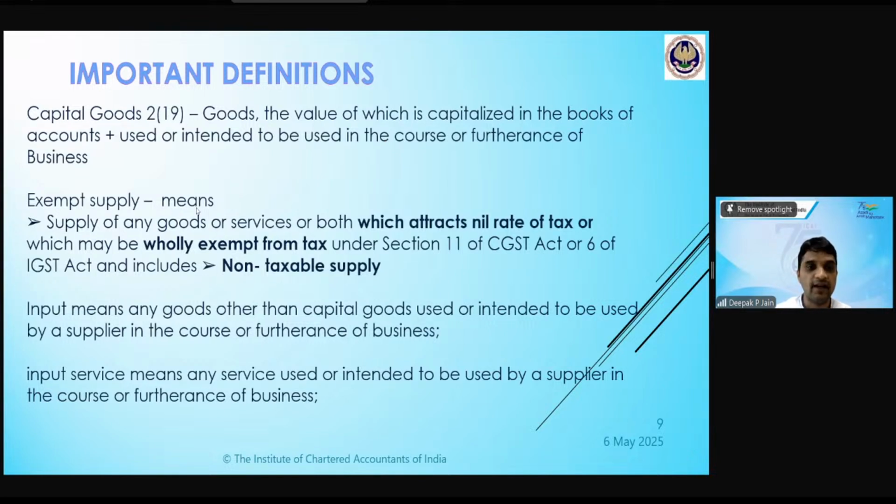Then exempt supply. Exempt supply means any supply of any goods which attracts nil rate of tax or which may be wholly exempt, or it includes non-taxable supply also.